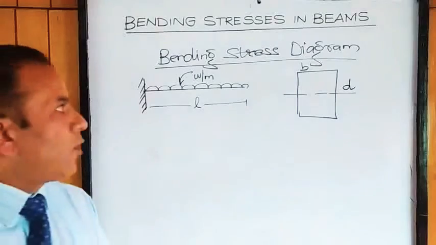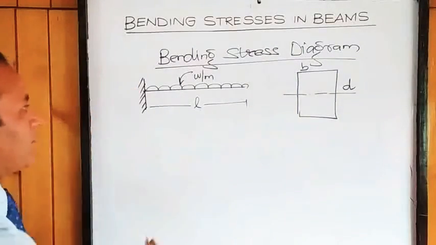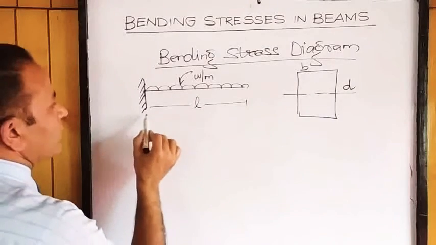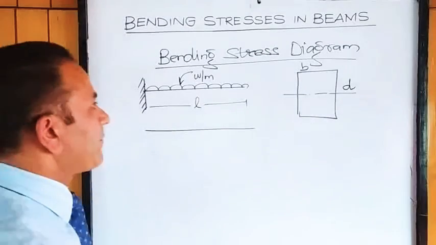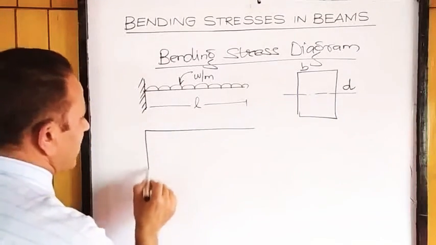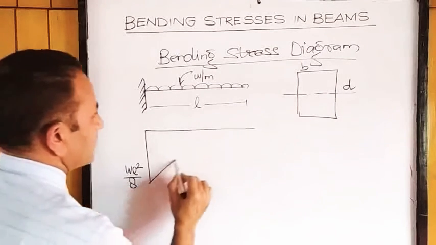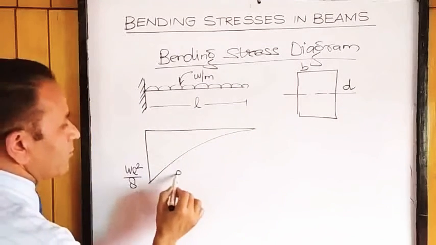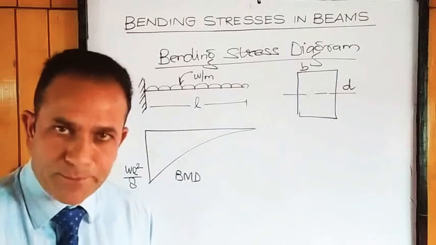Now I have to see how this bending stress will vary along the depth of the beam. First of all, we find out the bending moment diagram, how the variation of bending moment takes place. So bending moment is maximum here, that is equal to WL square by 8. This is the maximum bending moment. This is bending moment diagram. Okay. So we have the value M.